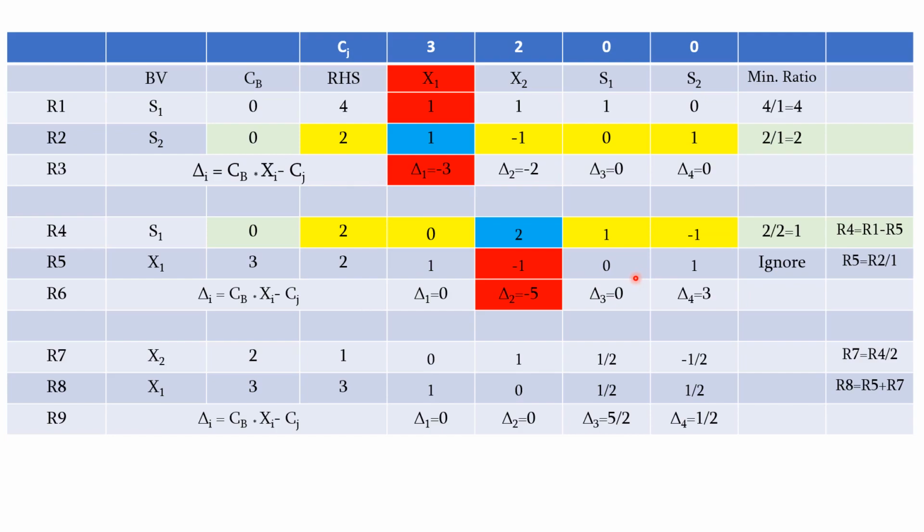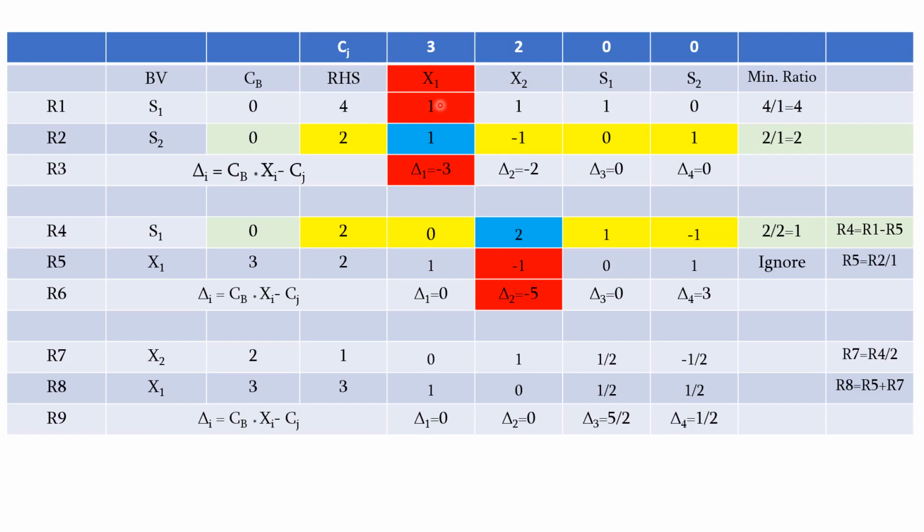Okay, so now you have to use the updated value of R2, that is R5. Now you have to do the row operation for R4, R1. For what are you doing the row operation? To make this value 0, you are doing the row operation.